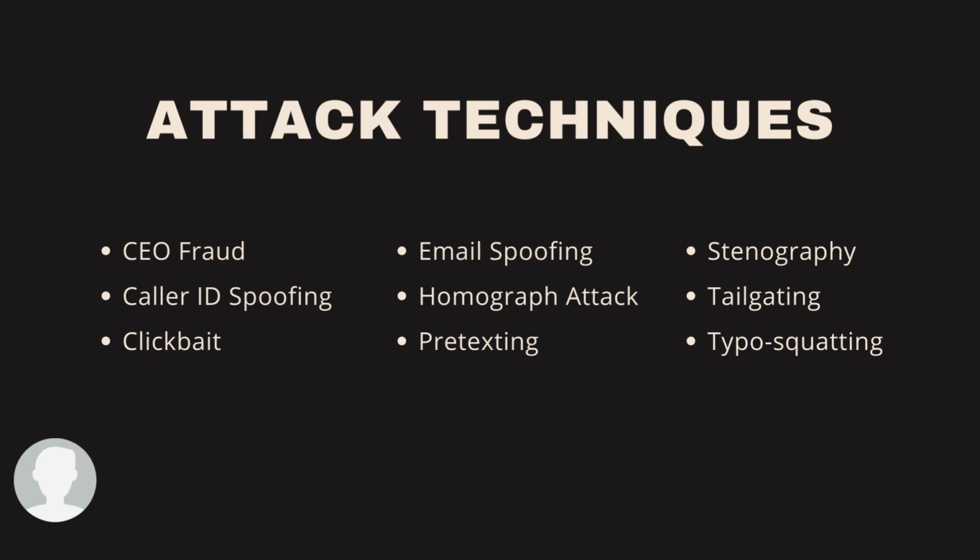Tailgating is following someone into a secured area. That is basically a physical social engineering attack technique. And then typosquatting is where a hacker registers a domain name that is similar to an established one.